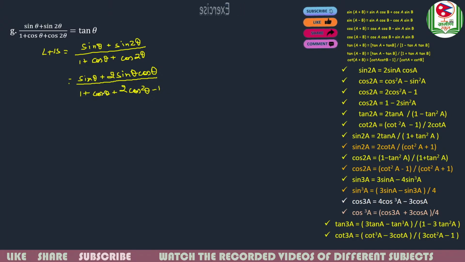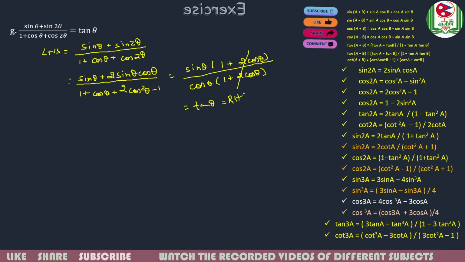Okay, so this 1 and minus 1 cancel out, and we can take sin theta common in the numerator: sin theta into 1 plus 2 cos theta. In the denominator, the remaining is cos theta into 1 plus 2 cos theta. Then the result is obvious: the 1 plus 2 cos theta cancels out, so the result is sin theta by cos theta, that is tan theta. So we can easily prove this; RHS is proved.